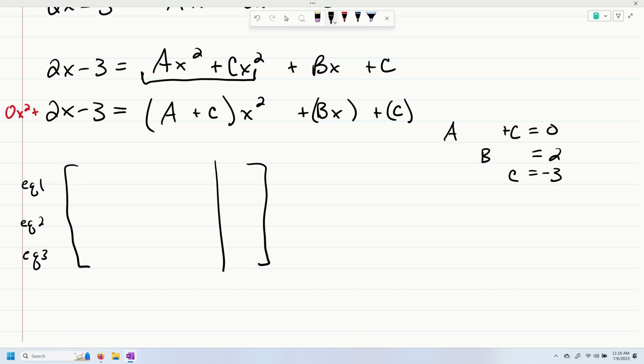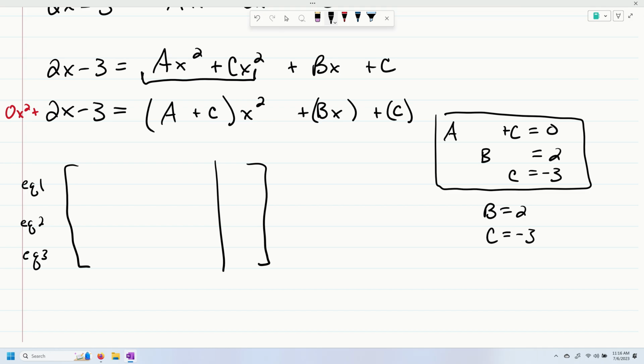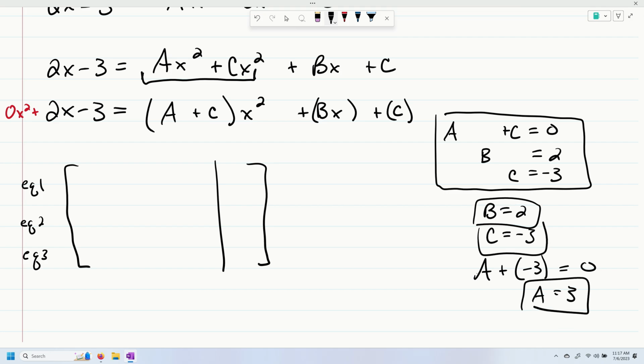So if you really wanted to, we don't even have to do a matrix with this one. I'm going to do it anyway just so you can see the technique again. But just judging by what we have over here on the right-hand side, we know b equals 2. We know c equals negative 3. Therefore, a plus negative 3 equals 0 means a is going to equal positive 3. This is a nice example where we could just clearly see what we have right off the start. And that's really awesome when that happens.